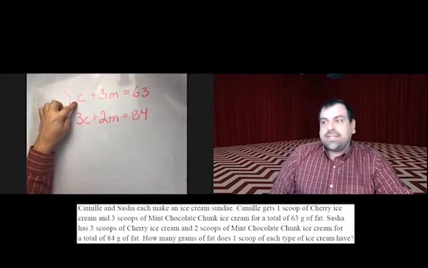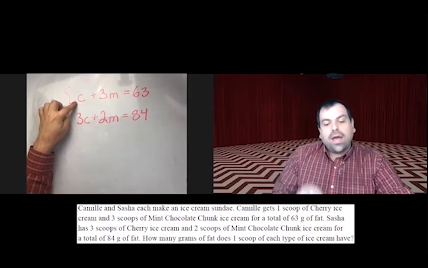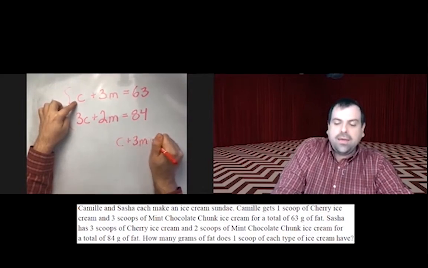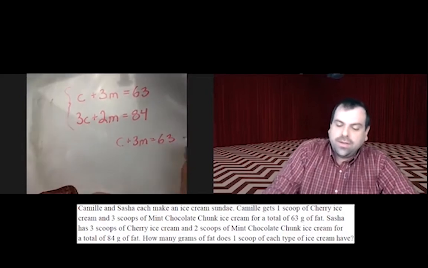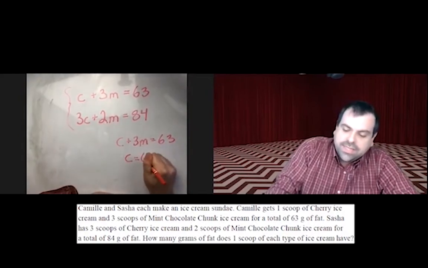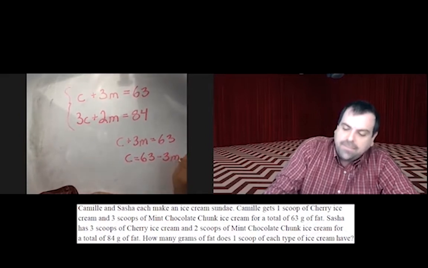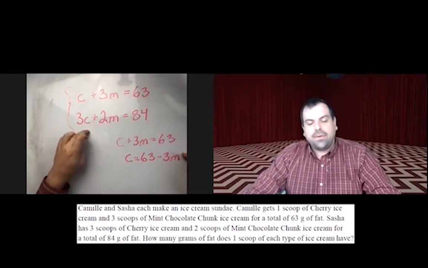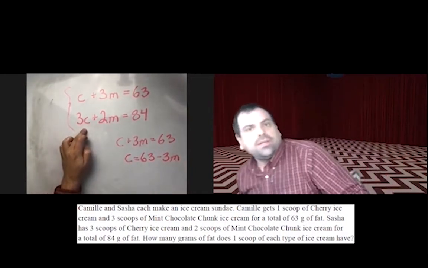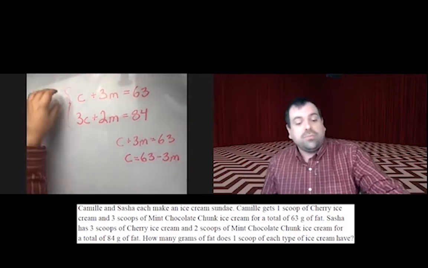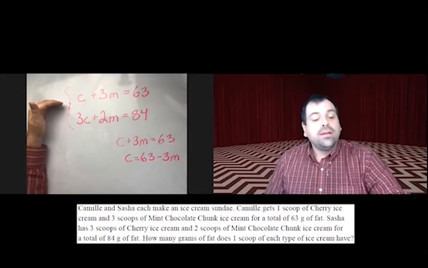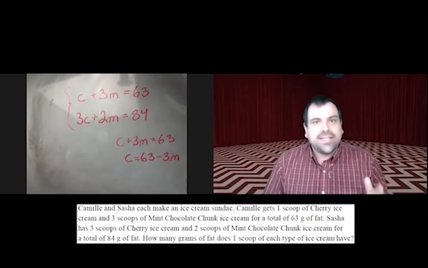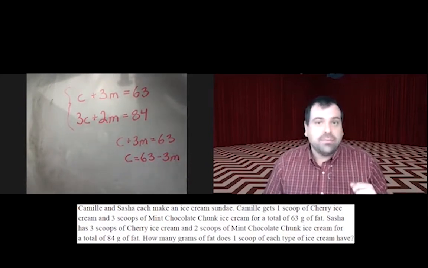Because this C is by itself, I'm going to go ahead and change C plus 3M equals 63 into C equals 63 minus 3m. And I'm going to take that C and plug it into the second one. So I'm going to use substitution, but you could also do addition. You could multiply the top one by -3. Then you'd have a -3c and a 3c. Things would cancel. You can go from there. You'll get the same answer no matter how you solve it. You just have to be able to solve it.